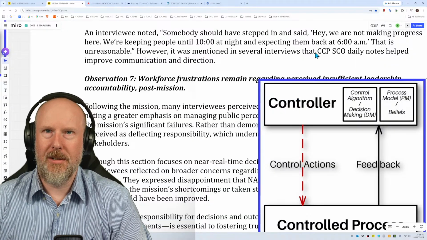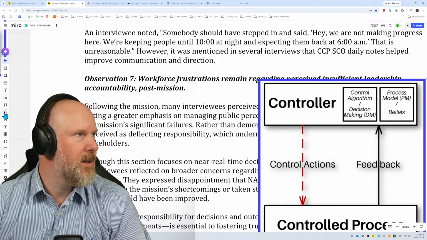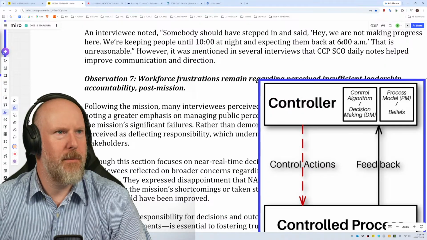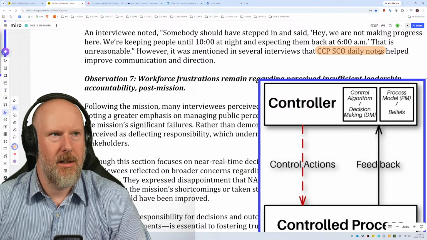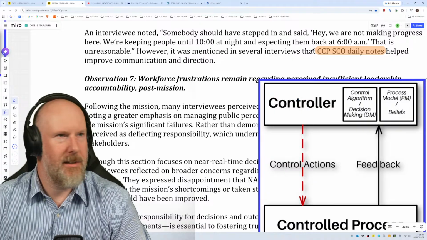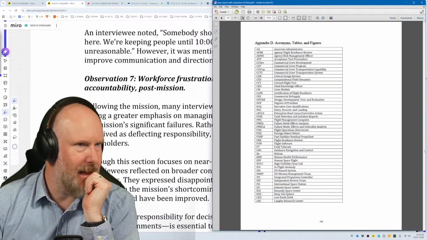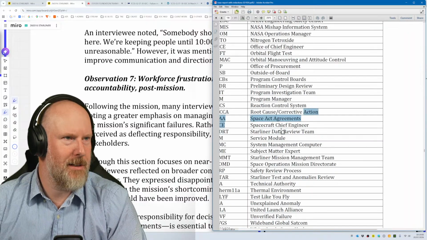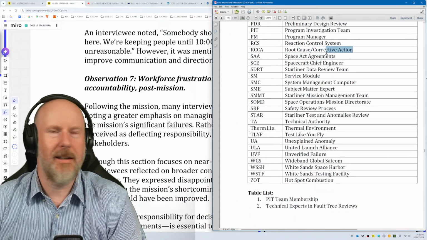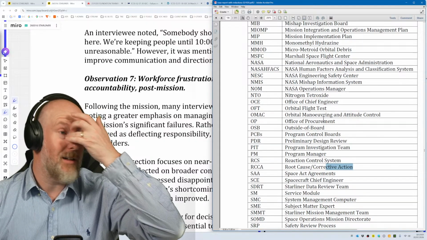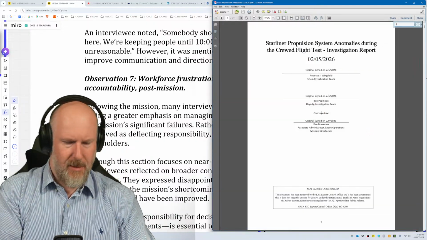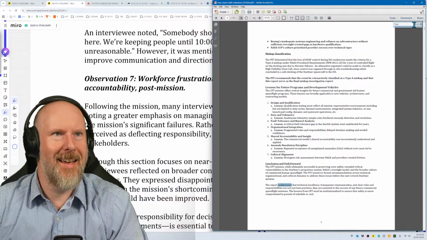However, it was mentioned in several interviews that the CCP SCO daily notes helped improve communication and direction. So I'm assuming that this, the SCO, I don't think I've seen the SCO as an acronym yet. So let's have a look in the acronym list. No, it's not in there. Fantastic. Don't you love it when acronym lists don't have the acronyms in? Okay, so what is an SCO? Comment below if you know what it is.